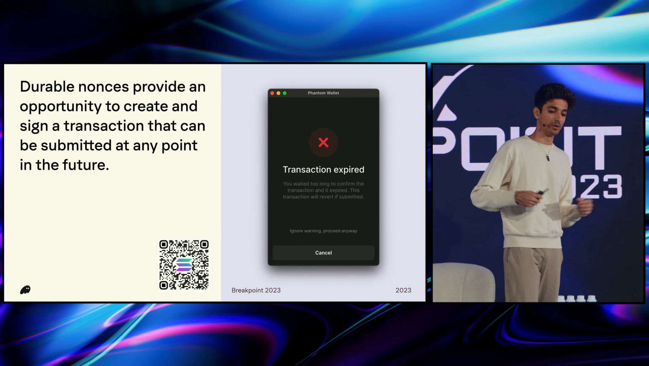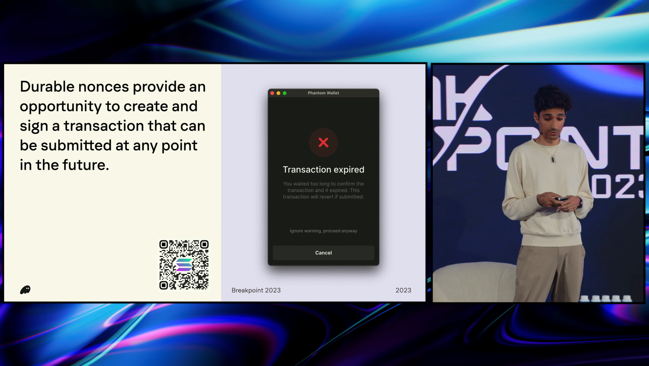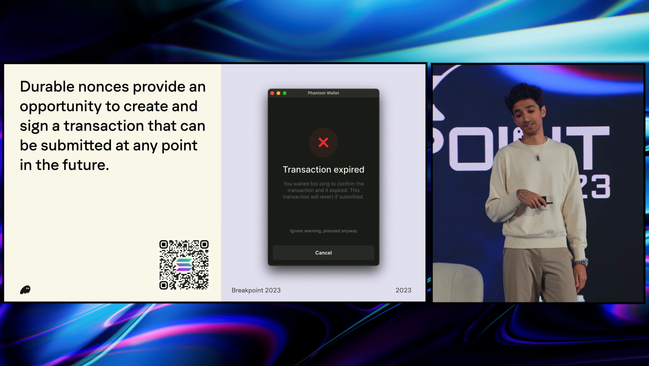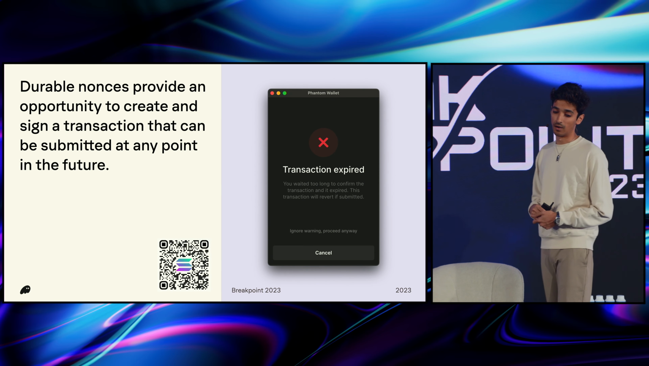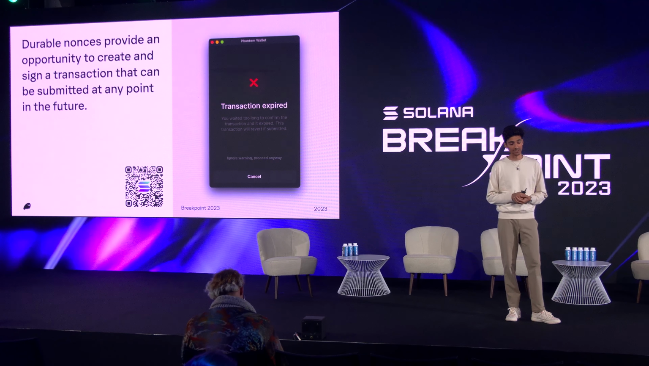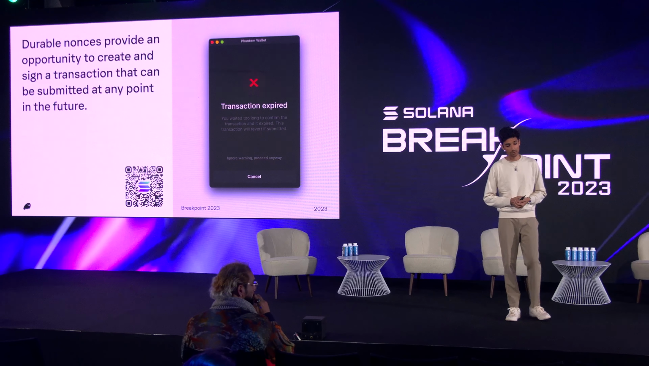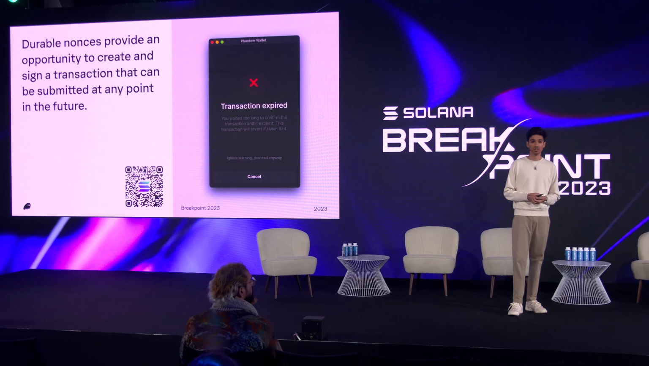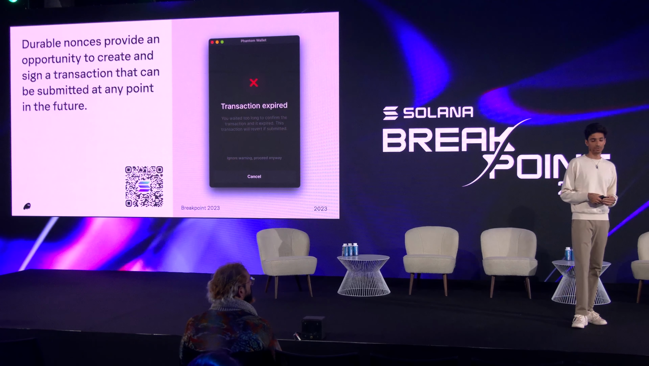So durable nonces provide a way to create and sign a transaction that can be submitted at any point in the future. And on the right, you see this transaction expired pop-up, which sometimes you see when you get this transaction signature request, and you don't sign it right away, and then you wait for like 10 or 15 seconds, and then you see this pop-up, which shows that either the dApp or Phantom added this block hash to the transaction, but it got expired. So yeah, this is usually using recent block hashes.